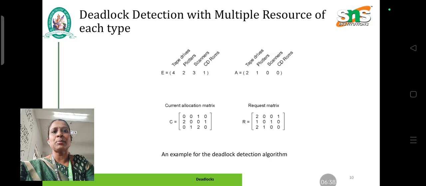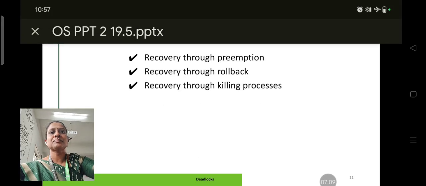Next, if you take plotters, there are 2 in existence. 1 plotter is already allotted, so in the current allocation matrix the remaining is 1. In total there are 3 scanners and 1 CD-ROM. Likewise, we can allocate based upon the existence and the availability. In the request matrix, you can place the requests made by the different processes.